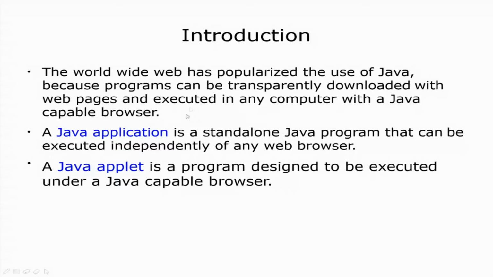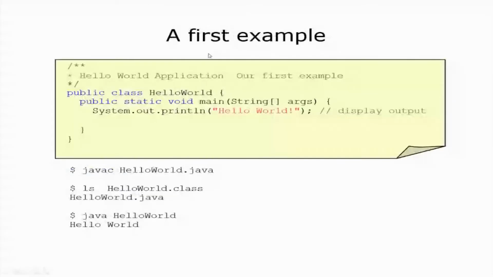So all Java programs are classified into Java application and Java applet. A Java application is a standalone Java program that can be executed independently of any web browser, which means it can be run directly on your own machine, whereas a Java applet is a program designed to be executed under a Java-capable browser. Without further ado, let's make our first program in Java.